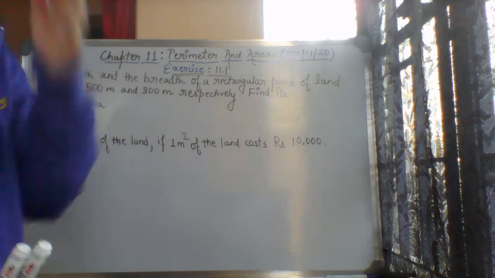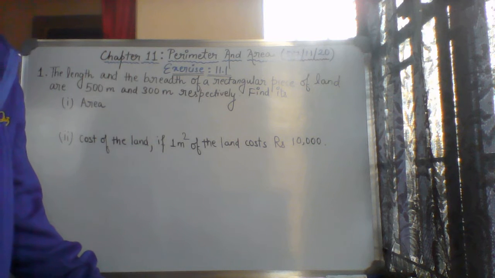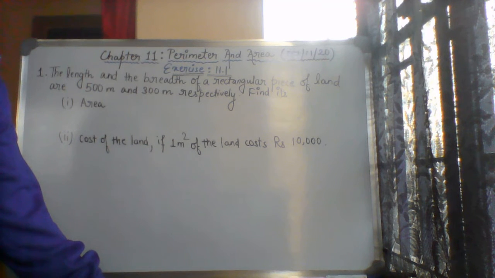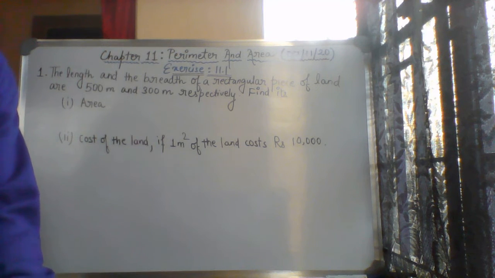So, we have just started the new chapter, chapter number 11, perimeter and area. Ma'am has already introduced it. You are going to learn about perimeter and area. First, we are reading about perimeter and area of rectangle and square. I hope you remember the formulas. Yes, you all remember the formulas. So let us recall whatever you have learned.